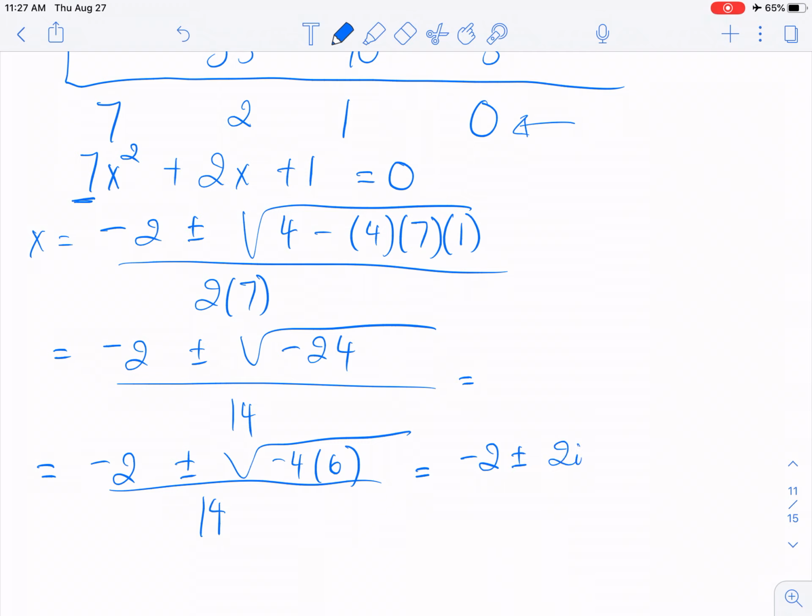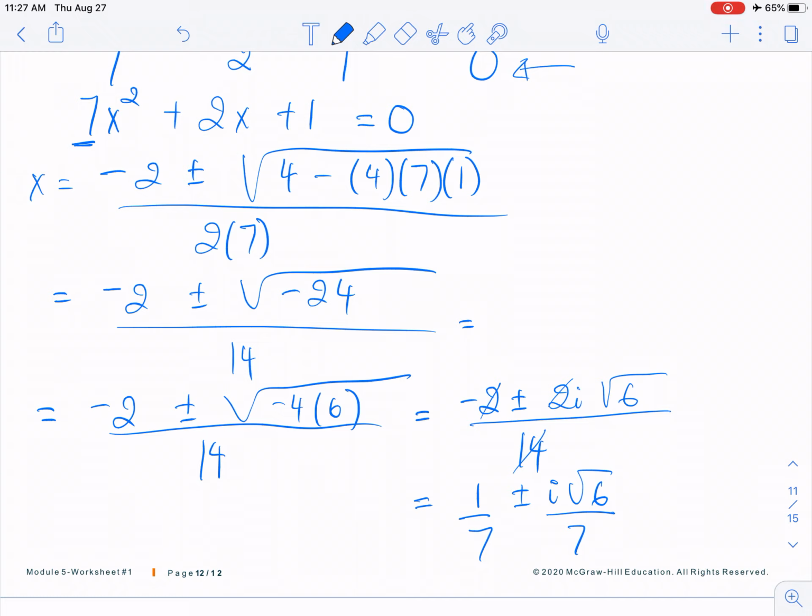Don't forget to take the negative out because you don't want to leave a negative under the radical. Now I can reduce it. So I ended up with 1 plus and minus i square root of 6 over 7. So those are my complex zeros, and the first two are my real zeros.